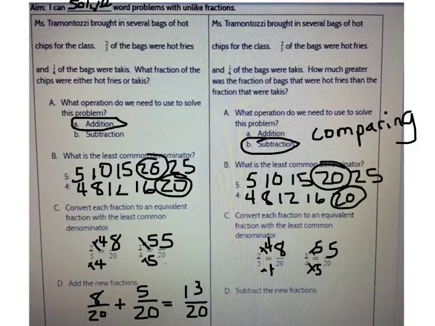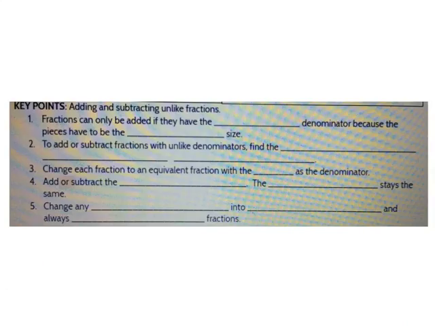Now I can subtract the new fractions. What's 8 over 20 minus 5 over 20? It's 3 over 20. The difference between the two fractions is 3/20. Let's remember the steps of adding or subtracting unlike fractions. Remember, fractions can only be added if they have the same denominator, because the pieces have to be the same size. Make sure your notes look exactly like mine.